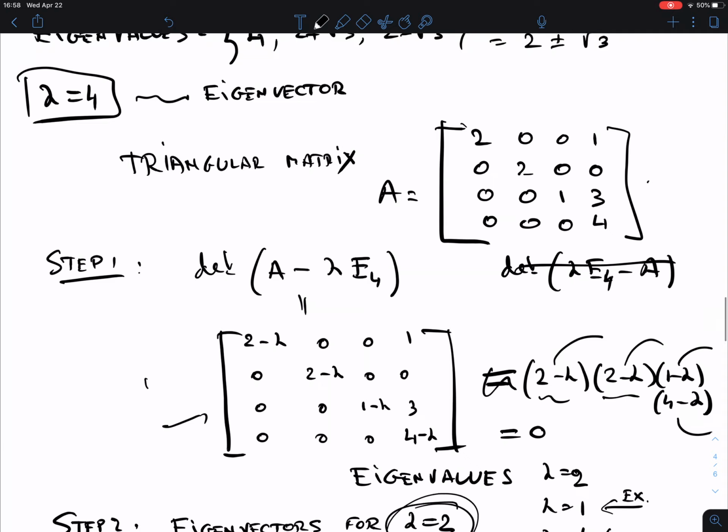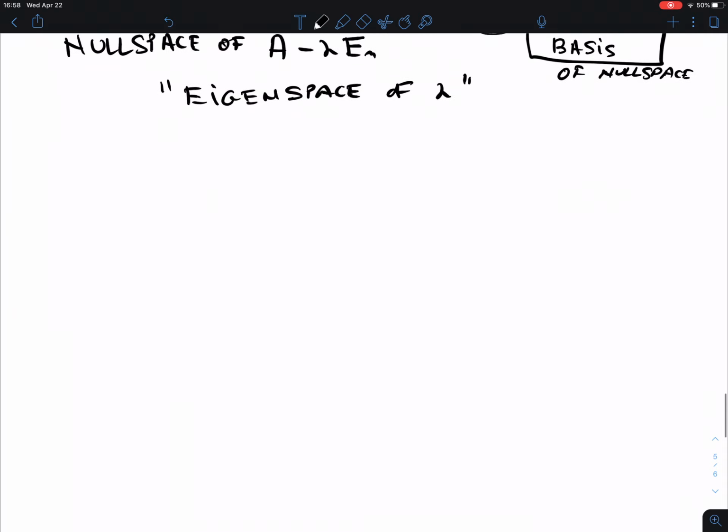Okay, so I want to do one last example, which is simpler, and therefore I can work it out in full detail. Let's do this matrix, a 2 by 2 matrix.